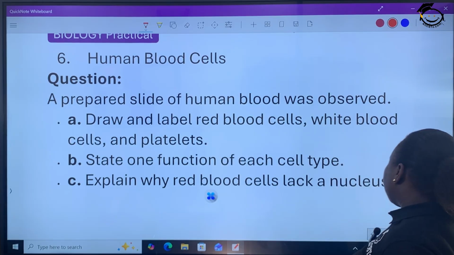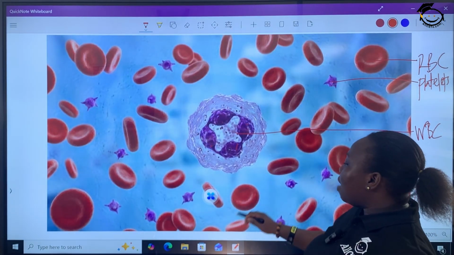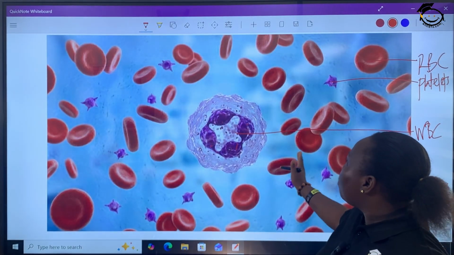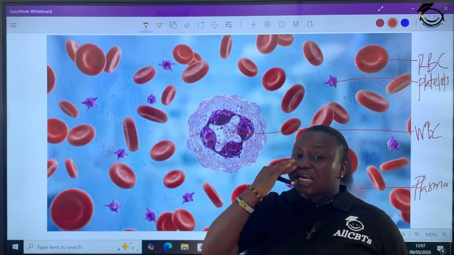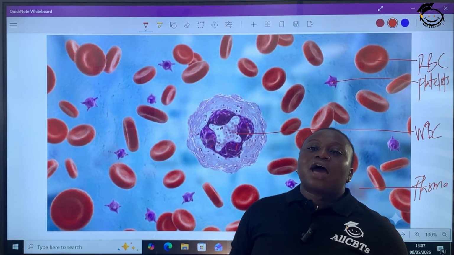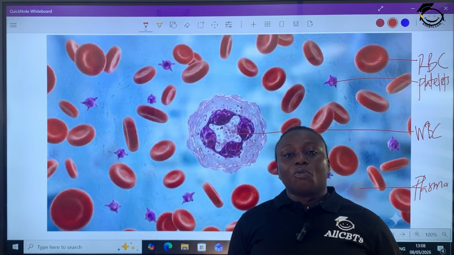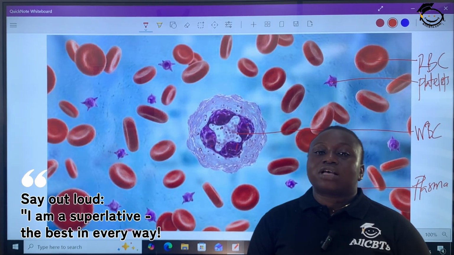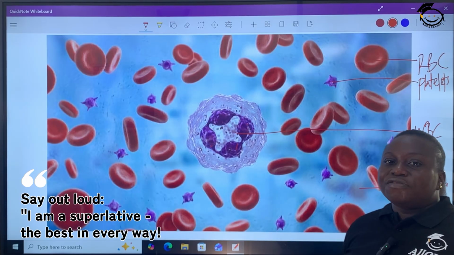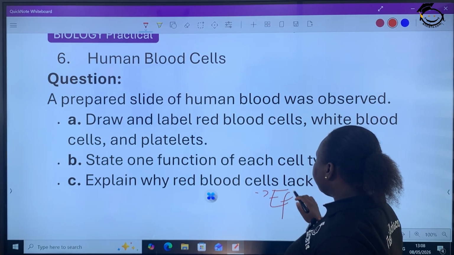Explain why red blood cells lack nucleus. Now you notice, white blood cells, they have nucleus. But you see, the red blood cells, they don't have nucleus. And this is for a very, very good reason. The reason why red blood cells don't have nucleus is because they need enough space to carry oxygen. They need to carry as much oxygen as they can. They cannot afford to have a nucleus that will take almost half of the cell, because their cells are very, very small. So that is the reason why they don't have nucleus, for them to effectively carry oxygen. So you can write that, to effectively carry oxygen.